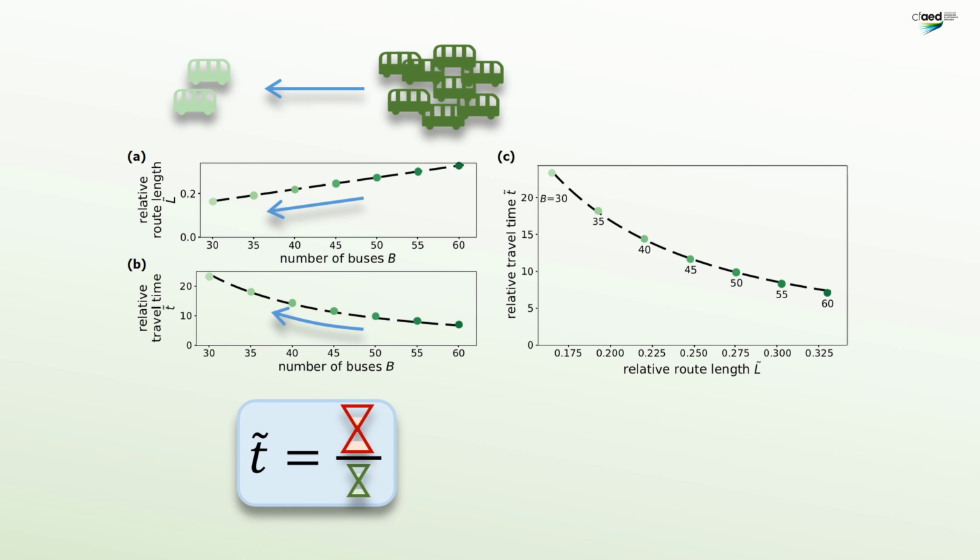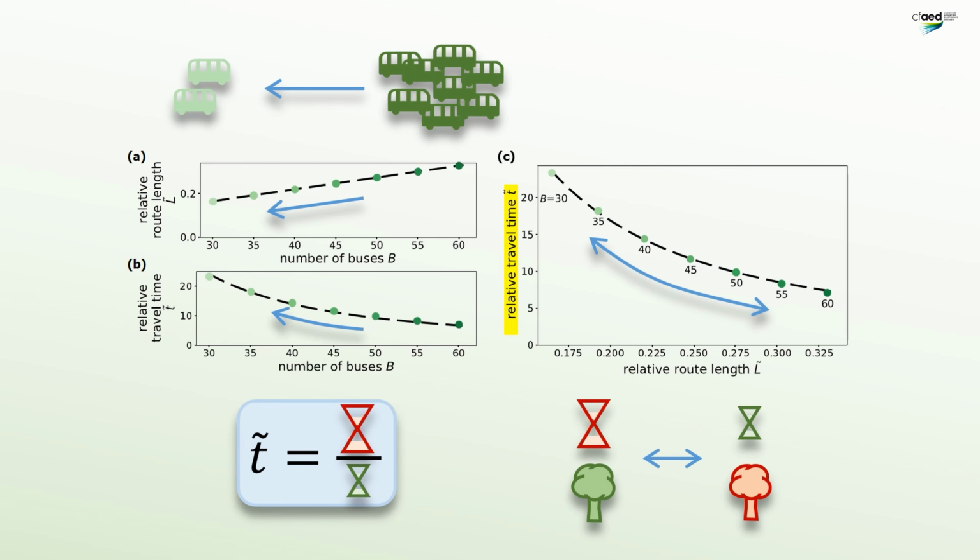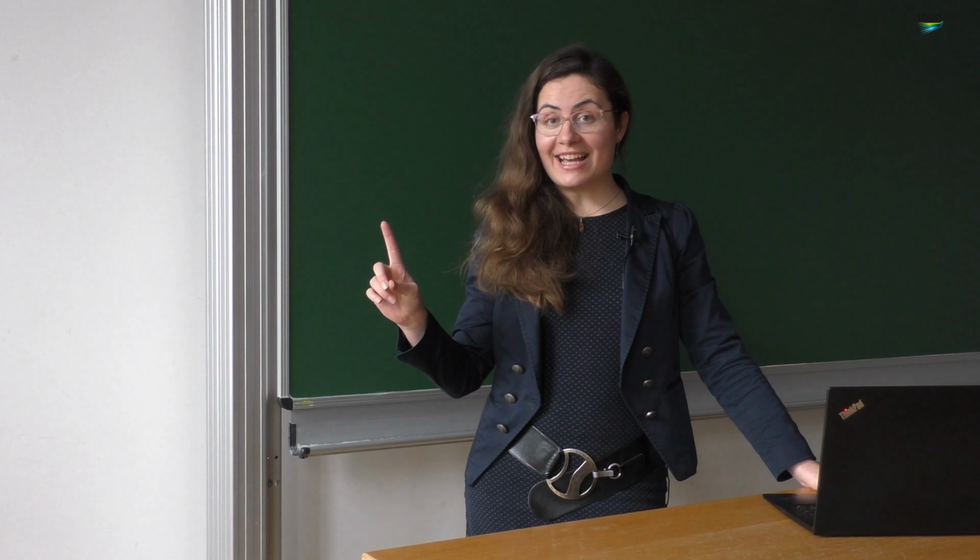When we glue both curves together, we find a trade-off between relative route length and relative travel time when changing the number of buses. When a ride-sharing provider wants to save route length to make the service more efficient and more sustainable, they pay with higher user travel times and lose appeal. In this article, we introduce dynamic stop pooling.